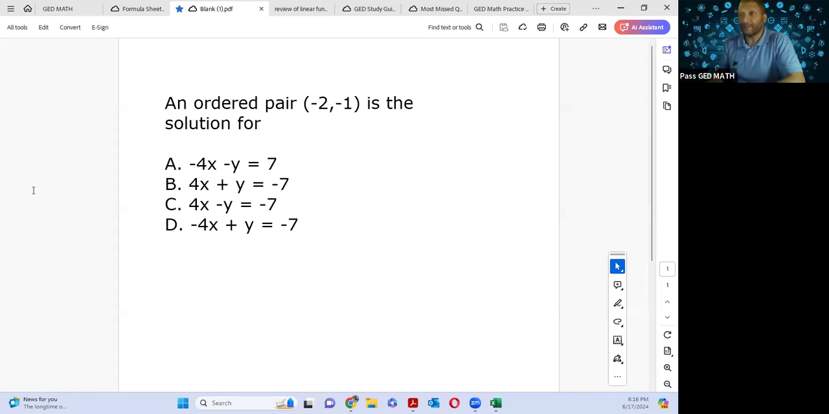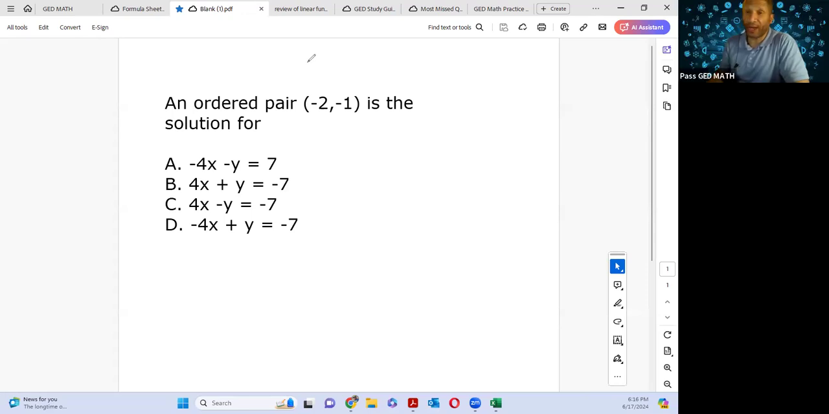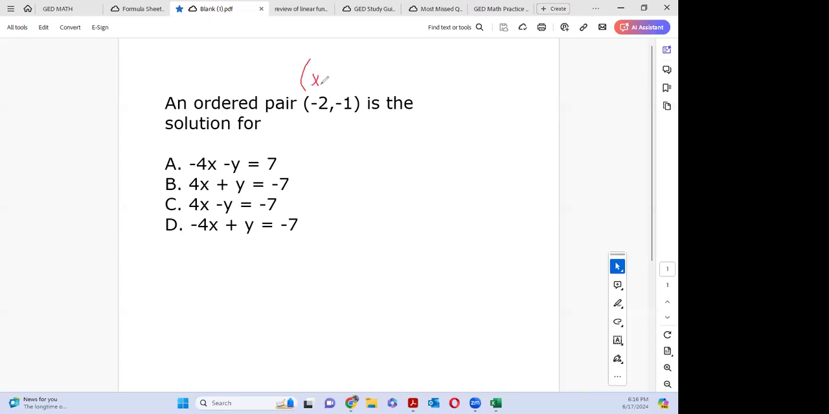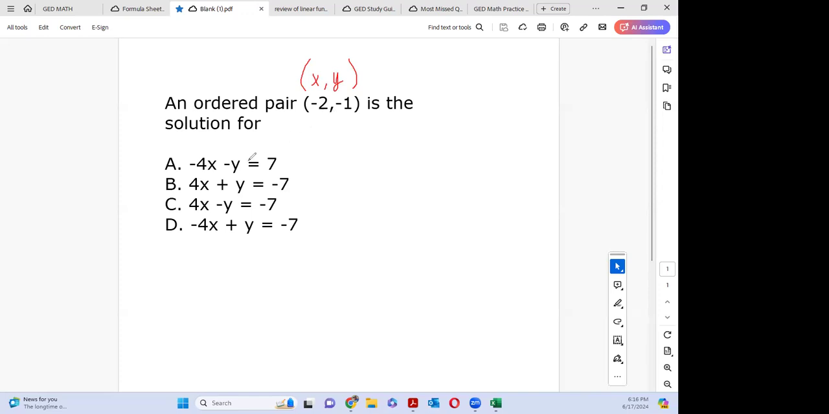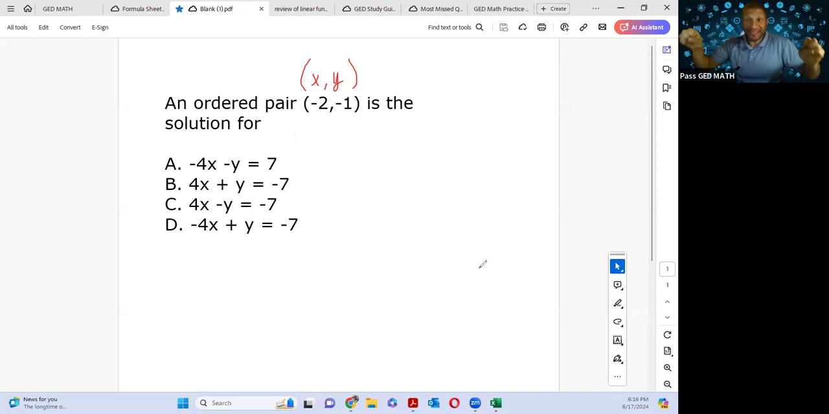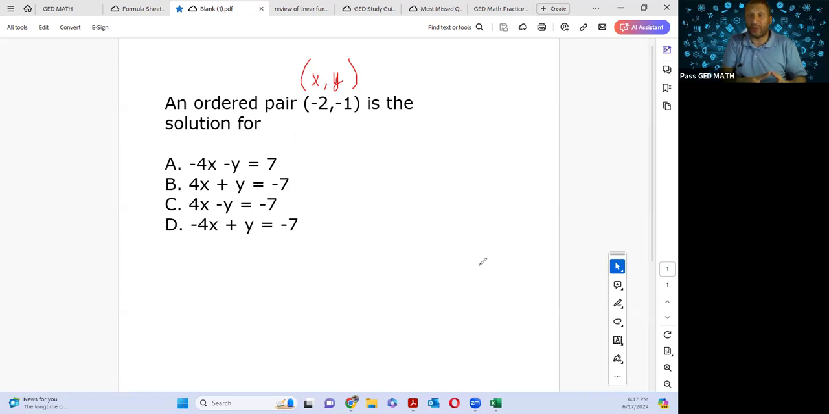What is given? The ordered pair. When you have an ordered pair, what two things are they giving you? X and Y. So you know your X is -2, your Y is -1, correct? So you know an equation has an equal sign. That means whatever you put for X or Y has to equal what's on the other side of that equation.